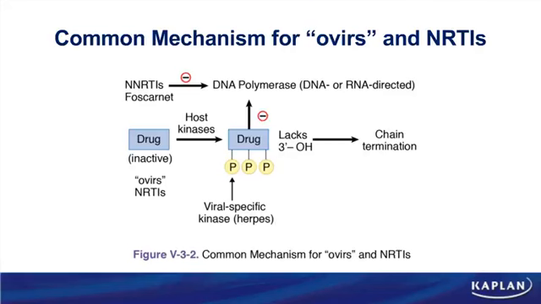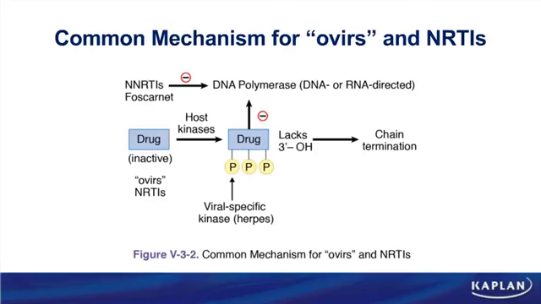Now this is different from what happens with an NRTI. The nucleoside reverse transcriptase inhibitors all want to become nucleotides, so they also need 3 phosphates added. But here's a question for you. Does HIV add any of those phosphates like herpes did? The answer is no. Herpes helps, but HIV does not. So who adds all 3 phosphates to an NRTI? The answer is host kinases.